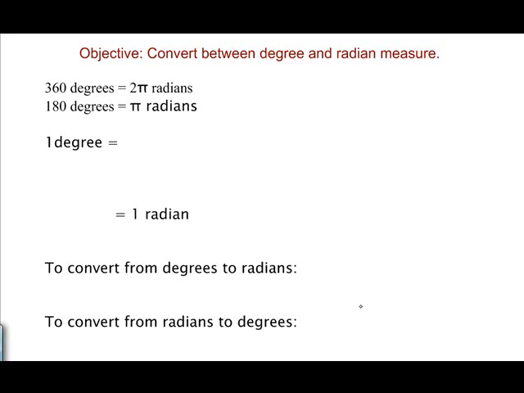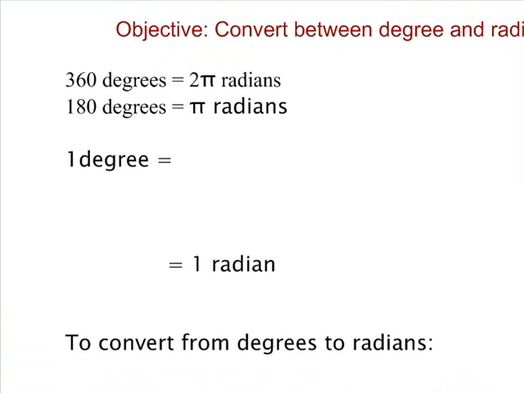The topic of this video lecture is how to convert between degree and radian measure. So let's review what we know. We know from the previous lesson that 360 degrees is equivalent to 2 pi radians. We also know that 180 degrees is equivalent to pi radians. So to find out what 1 degree is equivalent to, we can divide each side by 180 to get that 1 degree is really pi over 180 radians.